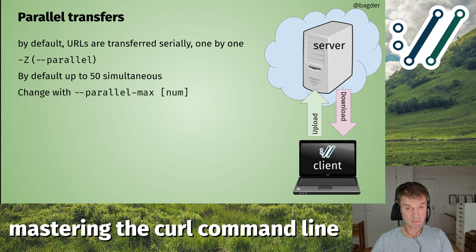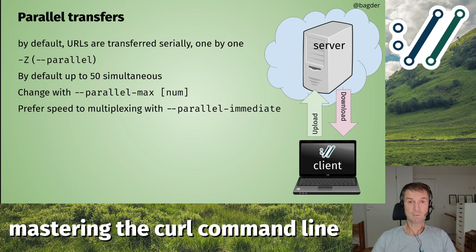Parallel max is the option to change the 50. You can go up to, I think, 300 as the max. It's capped because in most cases it causes problems in your system when you go up to a certain level. Let's ignore that for now. And it works both up and down, of course.